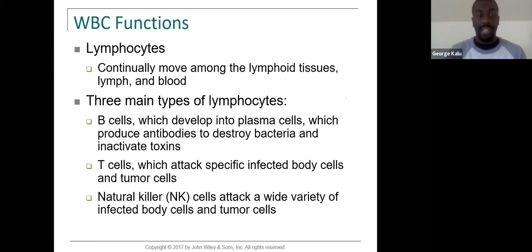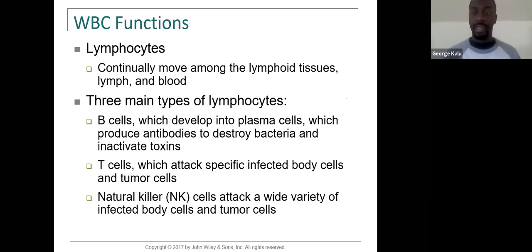The last type of white blood cell are the lymphocytes. Okay? And so the lymphocytes usually are going to be able to move between the blood, the lymphatic vessels, and lymphoid tissues. Okay? And we've got three types of lymphocytes. Okay? The first ones are the B cells. Okay? And so the B cells, when they start to develop, will develop into what's called a plasma cell. Those plasma cells will start producing antibodies that will be able to destroy larger arrays of different types of bacteria and toxins. Okay? So be able to produce specific antibodies for specific bacteria and specific pathogens.